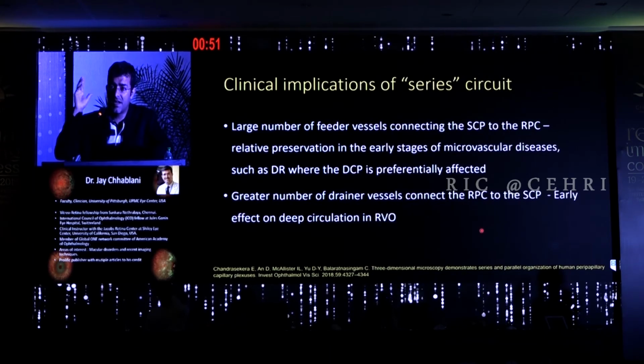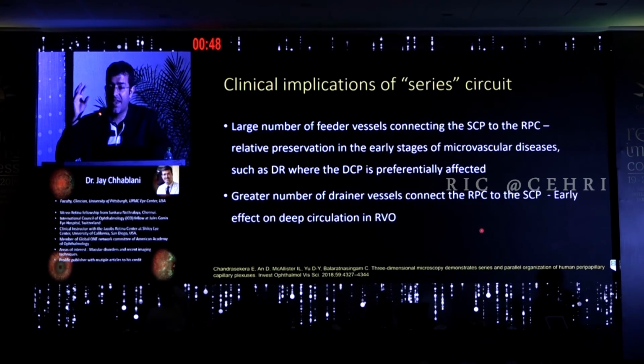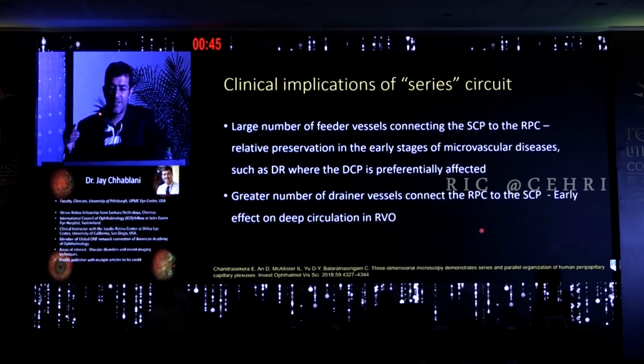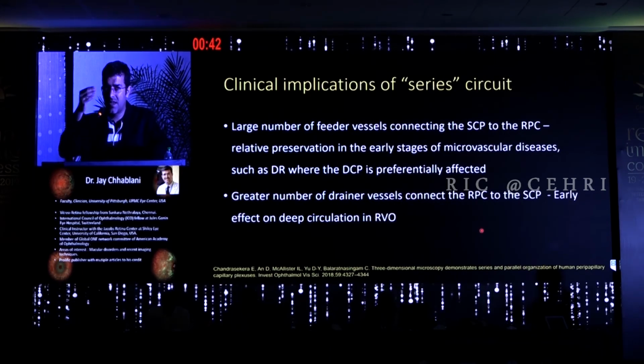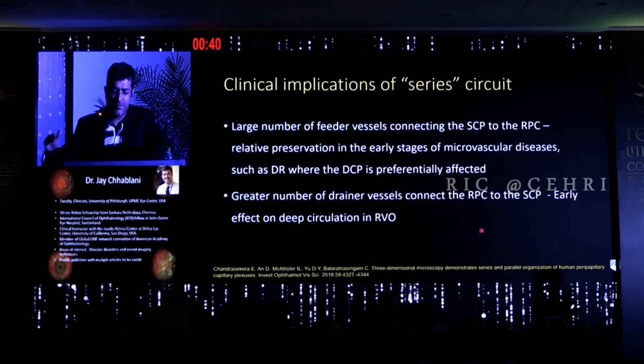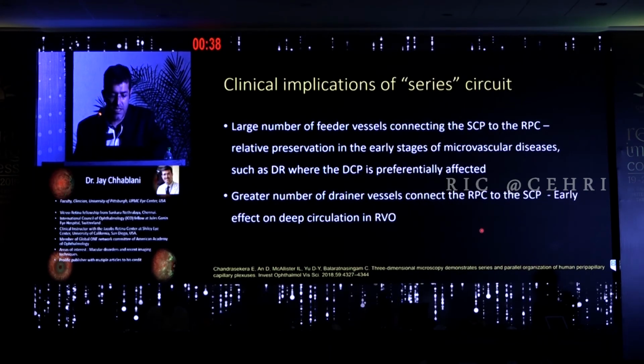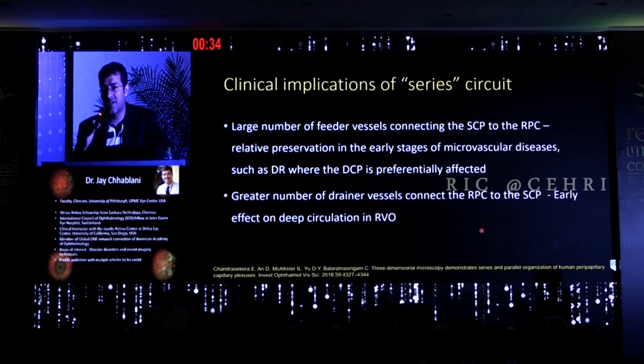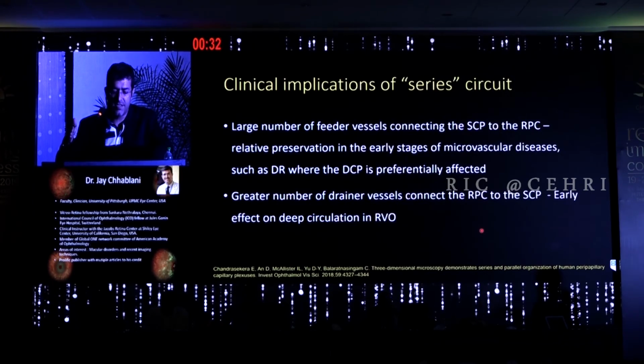That's why it does not get affected at a much earlier stage of any microvascular disease, but the deep capillary plexus does get affected, and we saw that there is a capillary diameter reduction as we are going deeper into the retina. So there is a greater number of drainer vessels which are connecting the RPC to the SCP, which again suggests that there could be an effect on the deep circulation in retinal vein occlusion.